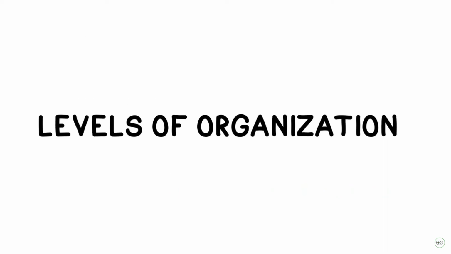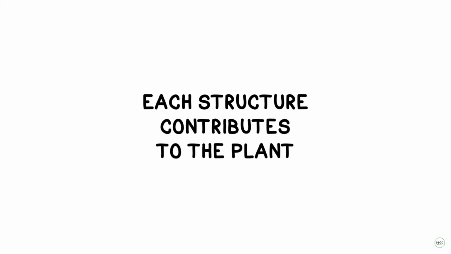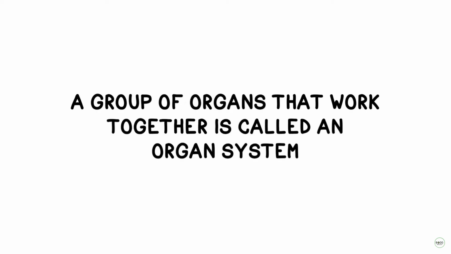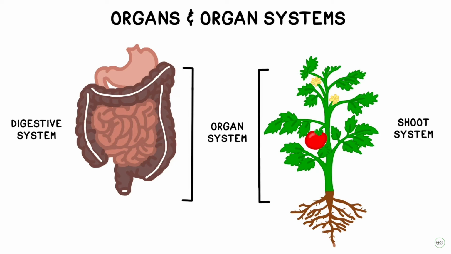To begin, we should clarify what we generally mean when we refer to organ systems, organs, tissues, and cells. It's important to be familiar with these terms in order to understand how each structure contributes to the plant. A group of organs that work together is called an organ system. In humans, a familiar example might be the digestive system. In the digestive system, many organs work together to obtain energy from food. In plants, the so-called shoot system involves many structures like stems, branches, and leaves, which collaborate to allow the plant to harvest energy from the sun.